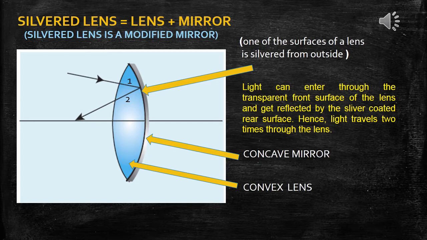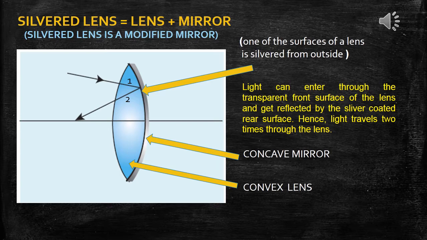Look at the diagram. There, that bluish shaded portion is lens. It looks like a convex lens. In one of the faces of the lens, a silvered coating is there. That silvered coated portion acts like a concave mirror. So it's a combination of convex lens and concave mirror.